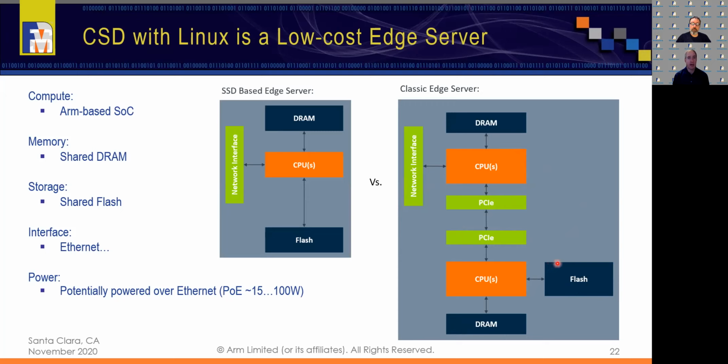Well, because we can now run any workload on that computational storage drive, we essentially have the diagram on the left. It's an edge server with a CPU, DRAM, and flash. And we can substitute for the PCIe a network interface, as Neil had mentioned earlier, running TCP/IP and NVMe over Fabrics for connecting and communicating to that drive natively using the Ethernet protocol. And you can even power that drive potentially using power over Ethernet.